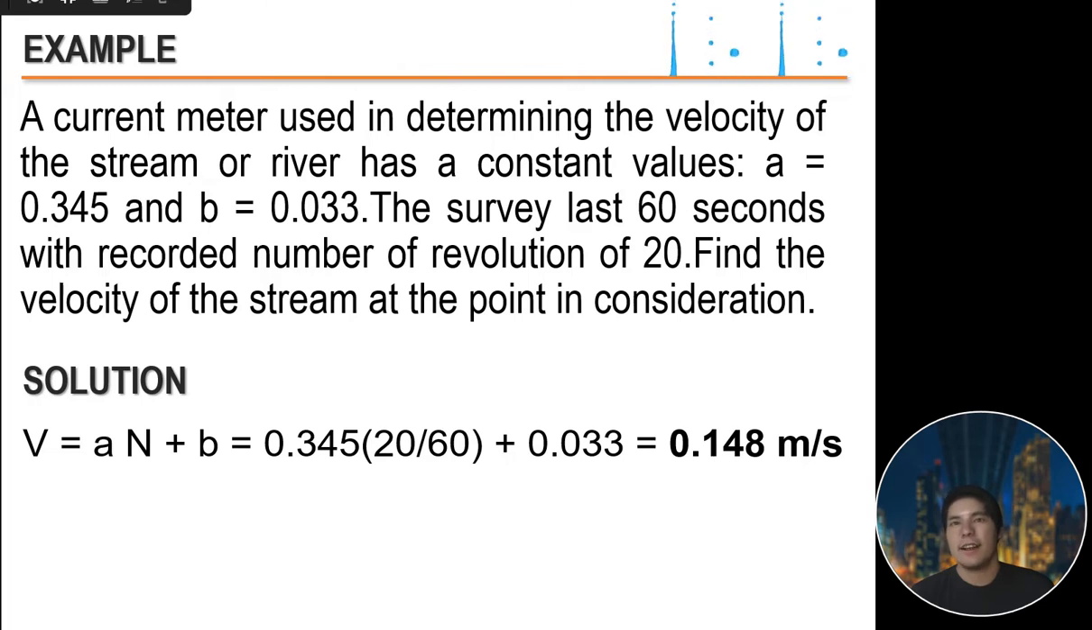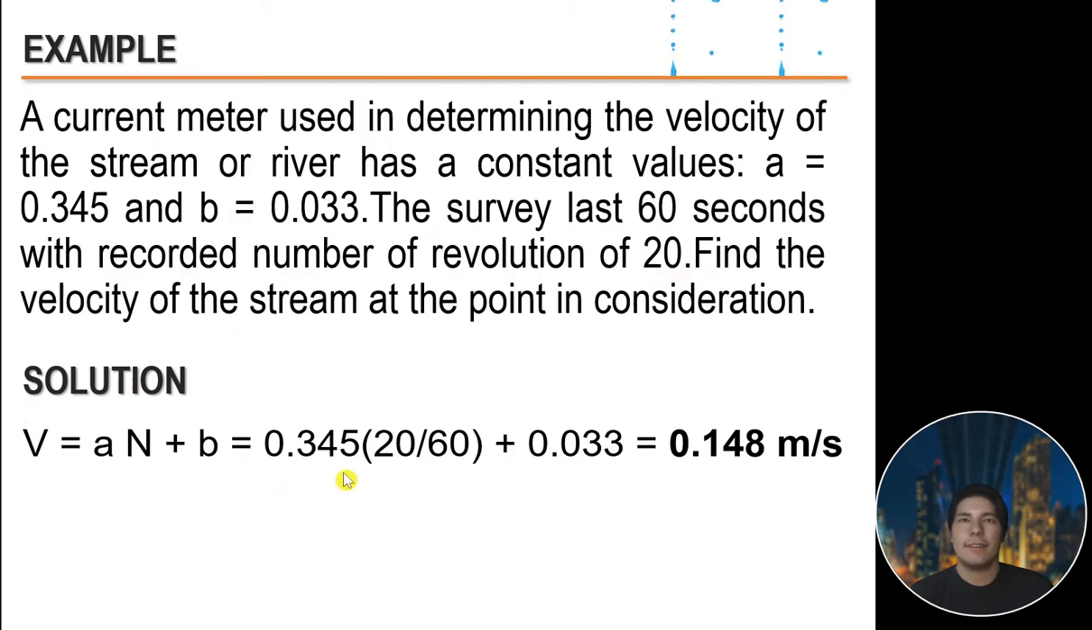Okay, so that is the process for the current meter. So let's have an example here. A current meter used in determining the velocity of the stream of a river has constant values A, which is 0.345, and B, which is 0.033. The survey lasts 60 seconds with a recorded number of revolutions of 20. So find the velocity of the stream at the point of consideration.